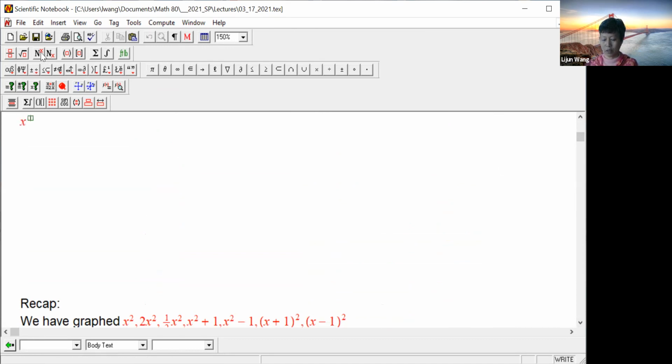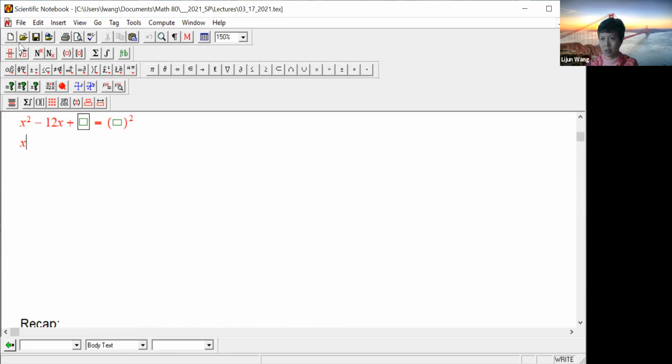I have x squared minus 12x. What number should I put in the blank to make what perfect square? Okay, one more. I'll give you a couple more. X squared minus 18x plus blank. What's in the blank? It will make what perfect square?